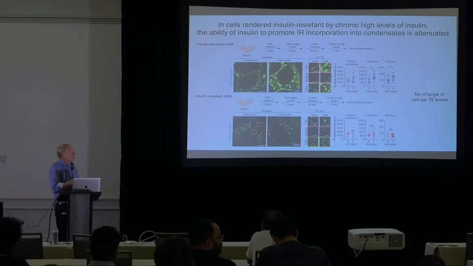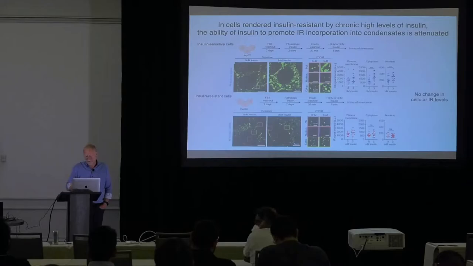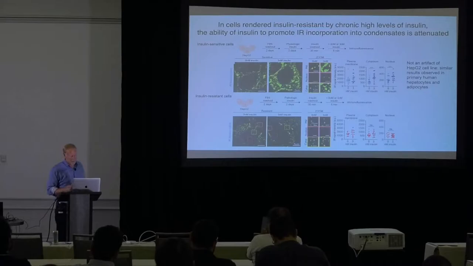What happens in those cases is you have about the same level of signal as a consequence of giving those resistant cells an acute stimulus of physiological insulin. And there's no change in cellular IR levels. So this is a change in the ability of IR to incorporate itself into the condensates at these loci, at the plasma membrane, the cytoplasm, and the nucleus.